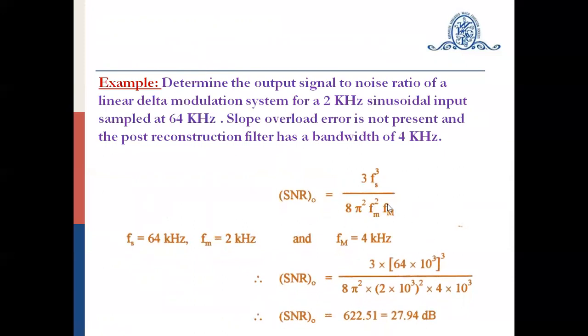See how to find this. Just use the formula for the SNR, 3 Fs cube divided by 8 pi square fm square FM. All the values are given in the example: Fs is equal to 64 kilohertz, fm is equal to 2 kilohertz, and capital FM is equal to 4 kilohertz, the bandwidth of your low pass filter. Just put all these values into the formula, and your answer will be 622.51. You can convert it into decibels, that is 27.94 dB.